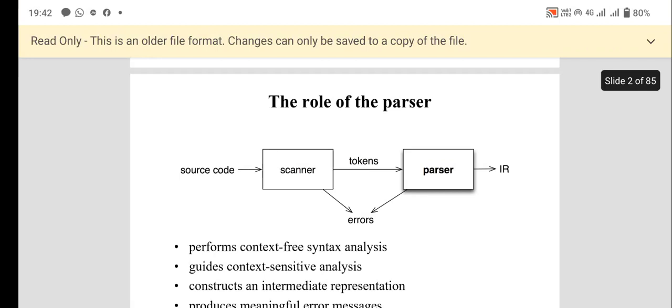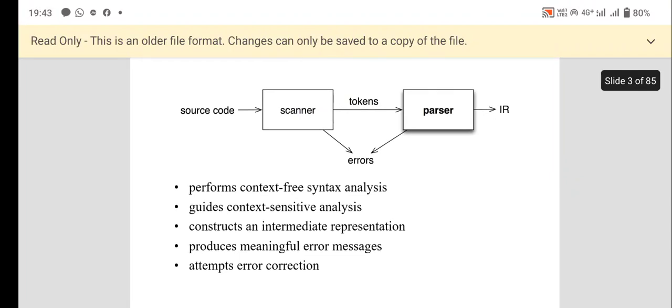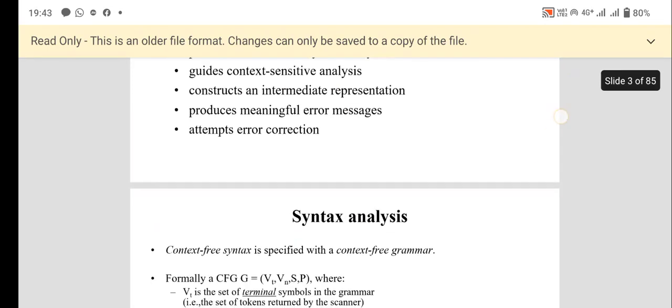The first phase of our compiler is our scanner, lexical analyzer. The input to the scanner is the source code, the output is the various tokens. Scanner will identify very simple errors. Right, so the role of the parser is it performs context free syntax analysis, it guides context sensitive analysis, it constructs an intermediate representation, it produces meaningful error messages, it attempts various error correction.